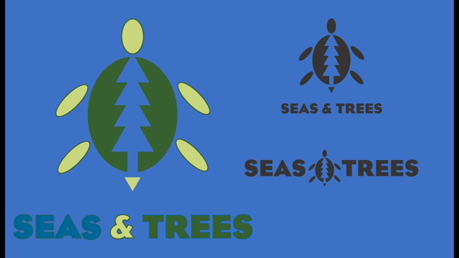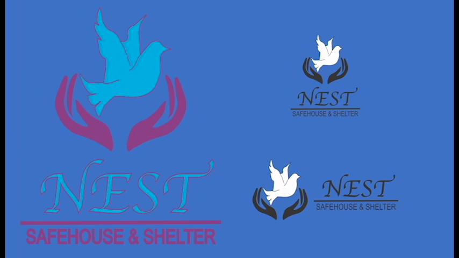The next slide is for the Domestic Violence Shelter. For this organization, I went with the name Nest, Safe House and Shelter. I settled on Nest for the name because I wanted something that represented a home, but a temporary one, and also the name because it showed comfort and safety.